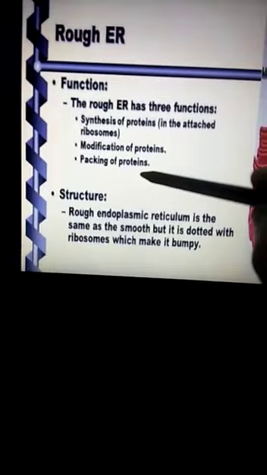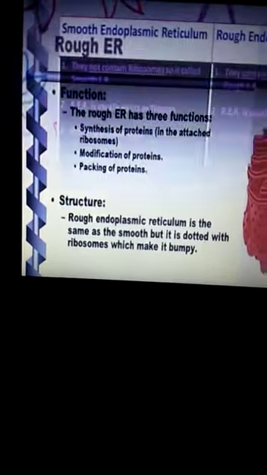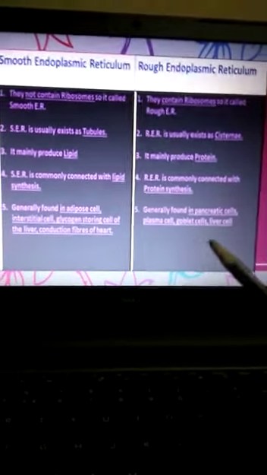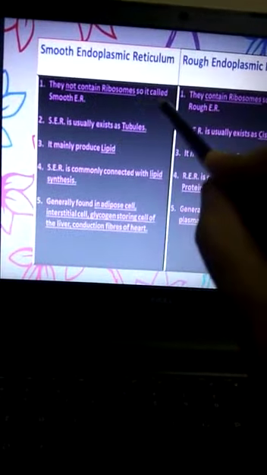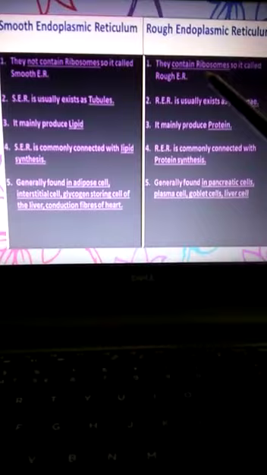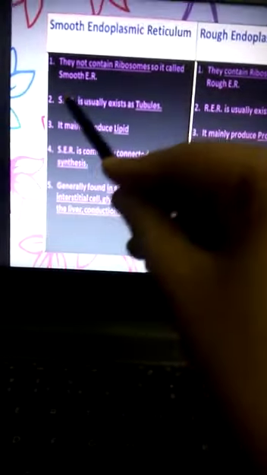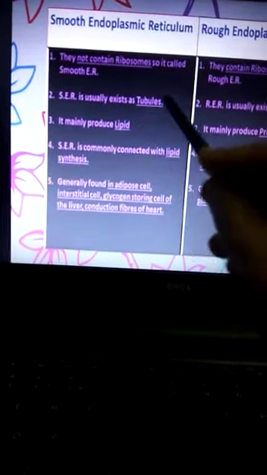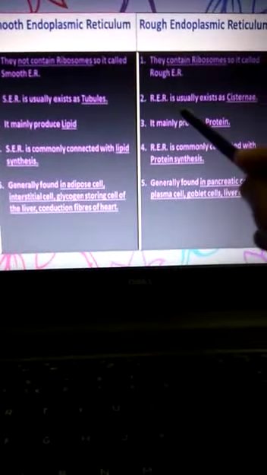Modification of proteins also take place, and packaging of proteins are also a part of it. Now, moving forward, if I have to differentiate between the two, we can say that the smooth endoplasmic reticulum does not contain any ribosome, but the rough endoplasmic reticulum contains ribosome. Smooth endoplasmic reticulum, as we have seen, is more like tubules or tube-like structures, cylindrical. But the rough endoplasmic reticulum is more like cisternae.